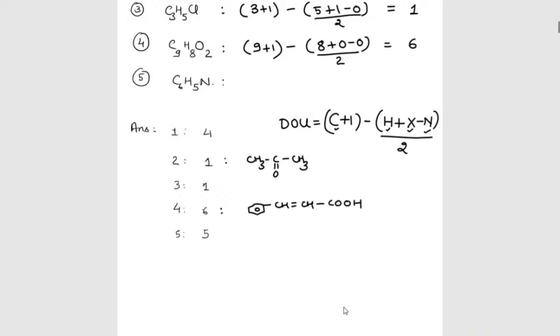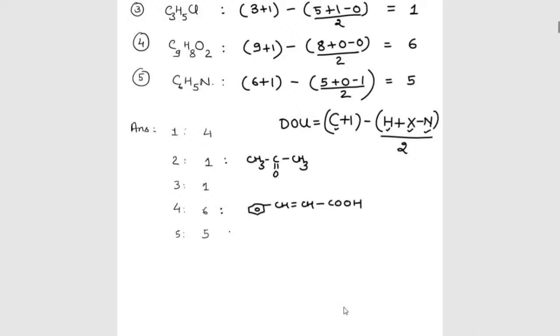Okay, moving to next, one example with nitrogen also. So it is 6 plus 1 minus 5 plus 0, there is no halogen, minus 1 upon 2. Okay, so 5 minus 1 is 4. 4 by 2 makes it 2. Right? 7 minus 2 makes it 5. Is that okay? 7 minus 2 makes it 5.